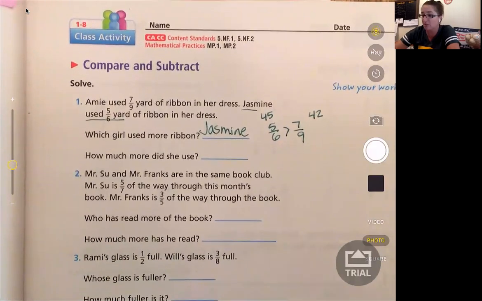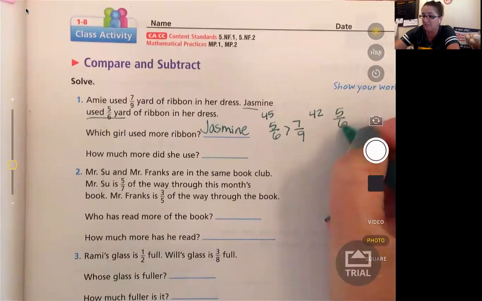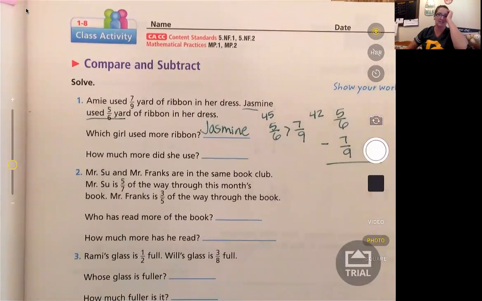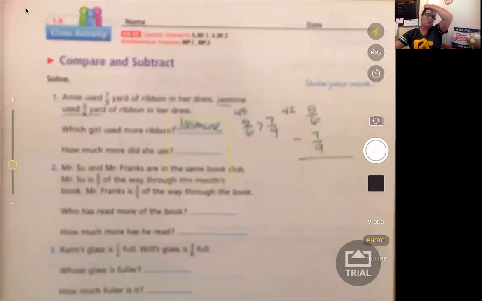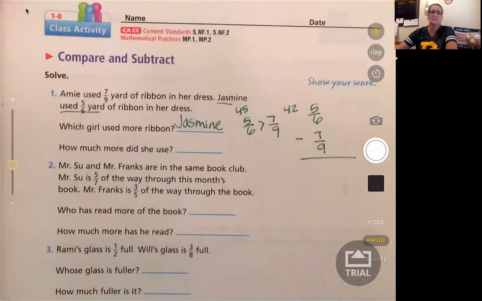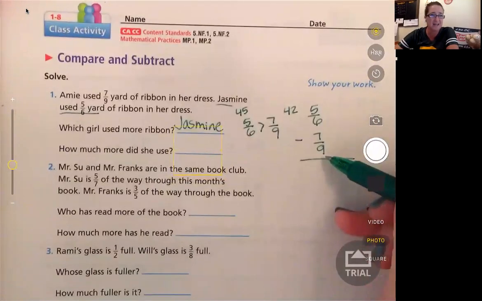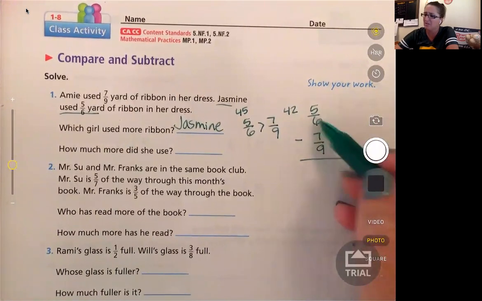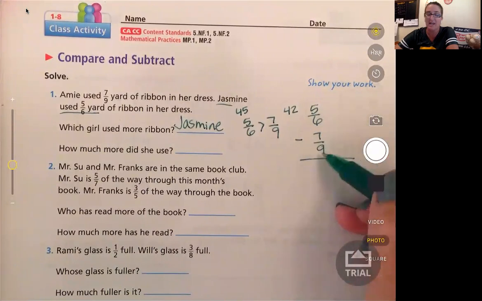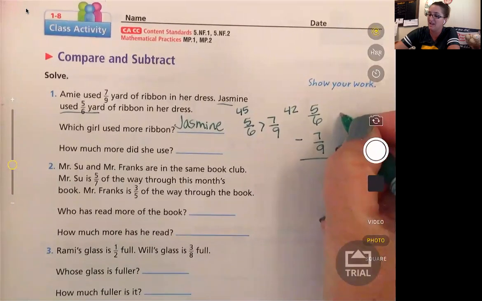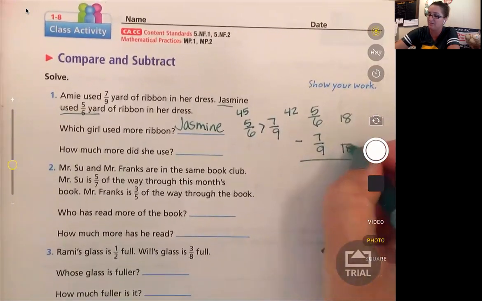They want to know how much more she used, so now I'm going to stack them: 5/6 minus 7/9. What can I use for my common denominator? I could use 54 because I know 9 times 6 is 54. But let's see if we can find a smaller one. Does 6 go into 9? No. So I'm going to count by 9s. Does 6 go into 18? Yes, it does. 18 is now going to be my denominator.